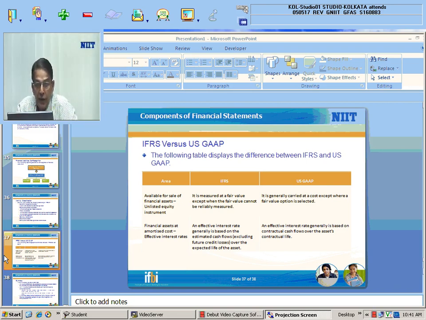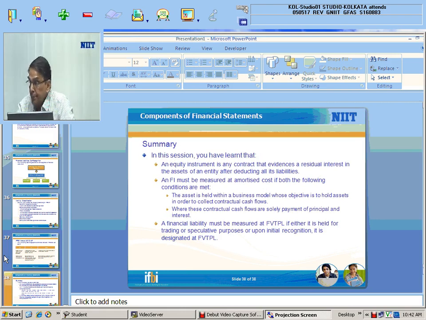The second area is financial assets at amortized cost and the effective interest rate. For amortization, what effective interest rate to apply? Under IFRS, the effective interest rate is generally based on the estimated cash flows, including future credit losses, over the expected life of the asset. Under US GAAP, the effective interest rate generally is based on the contractual cash flows over the asset's contractual life. So somewhat similar here. So these are the points we discussed regarding US GAAP and IFRS so far as financial instruments are concerned. Two areas only.